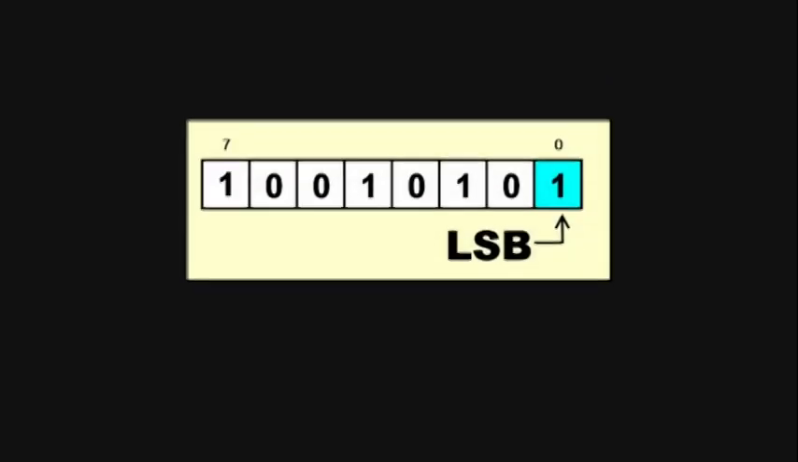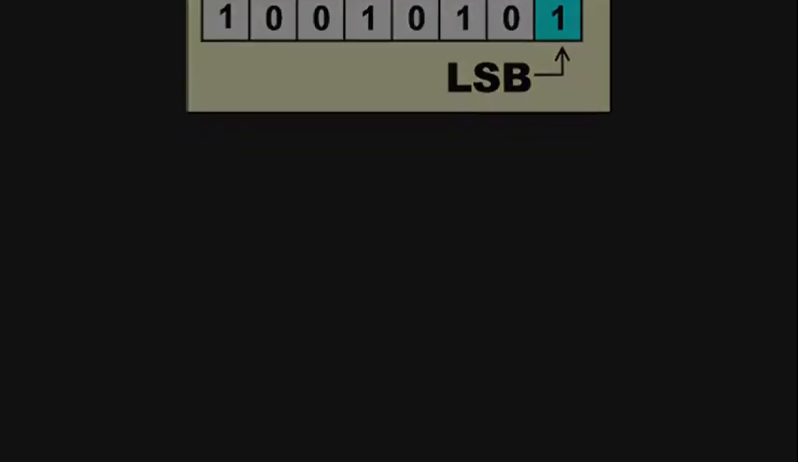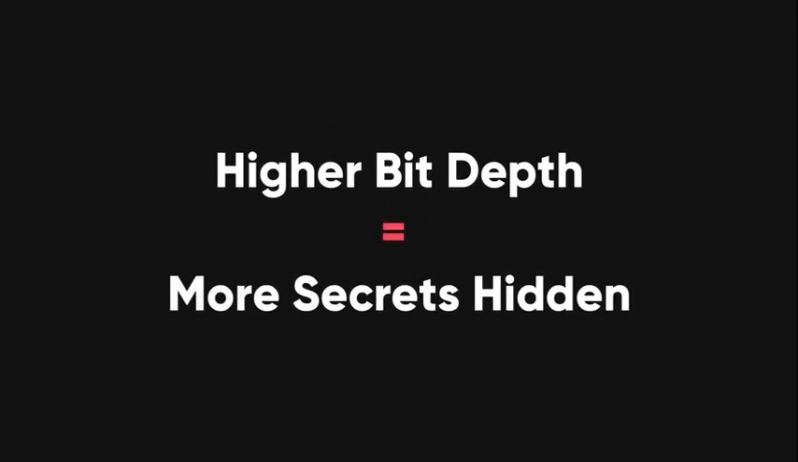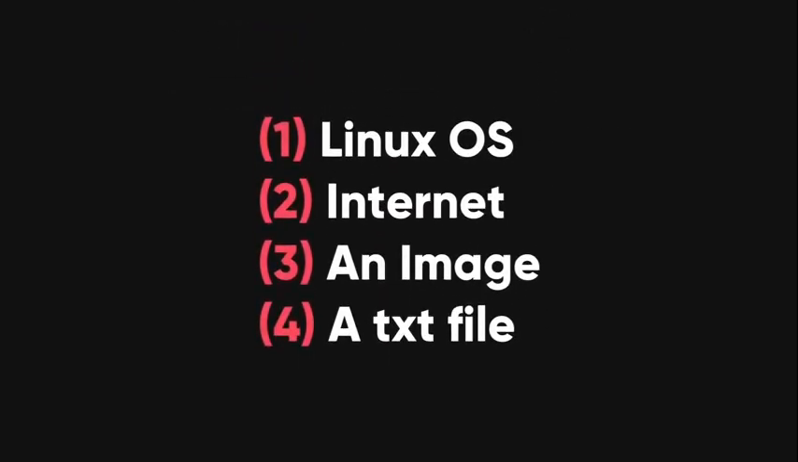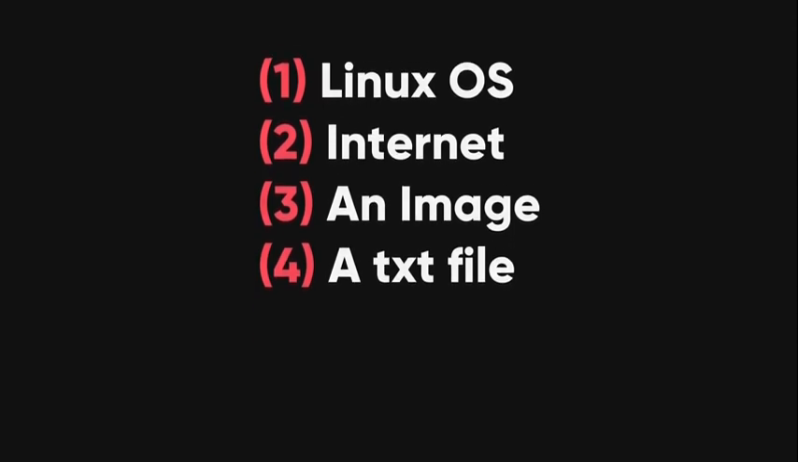LSB changes the last bit of each byte or pixel in the image to hide data. This alters the image slightly, but it's usually not noticeable. The higher the bit depth and resolution, the more data you can hide. Ready for a little demonstration? Here's what you'll need: a Linux operating system, an internet connection, an image, and a text file.